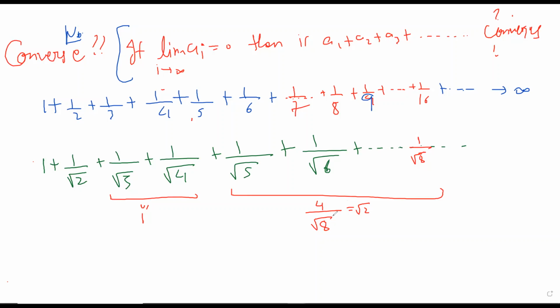And then you can again take 9, 10, 11, 12. Wait, I took 4 terms. Next I need to take 8 terms: 9, 10, 11, 12, 13, 14, 15, 16. It is 1 by root 16, the next power of 2. So 8 by root 16 will come, which is even better.